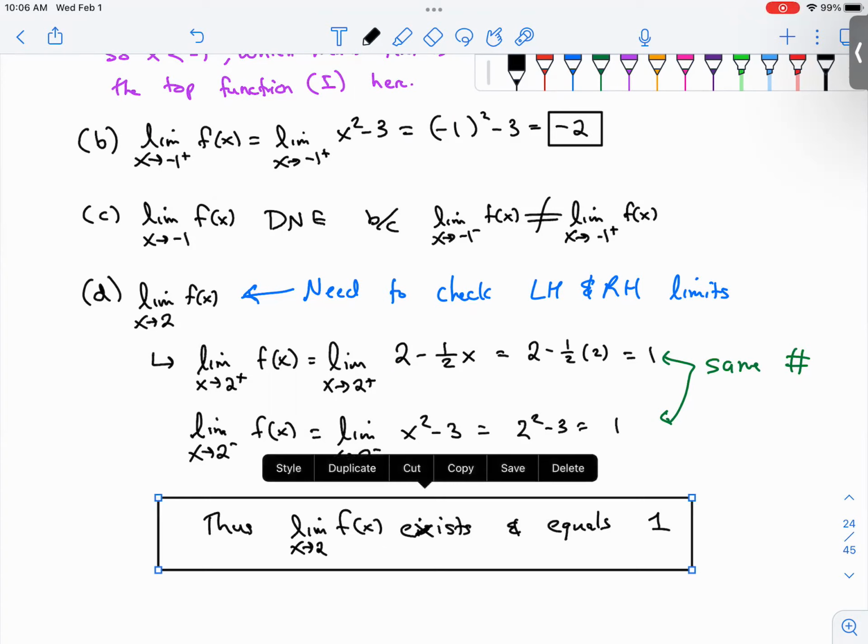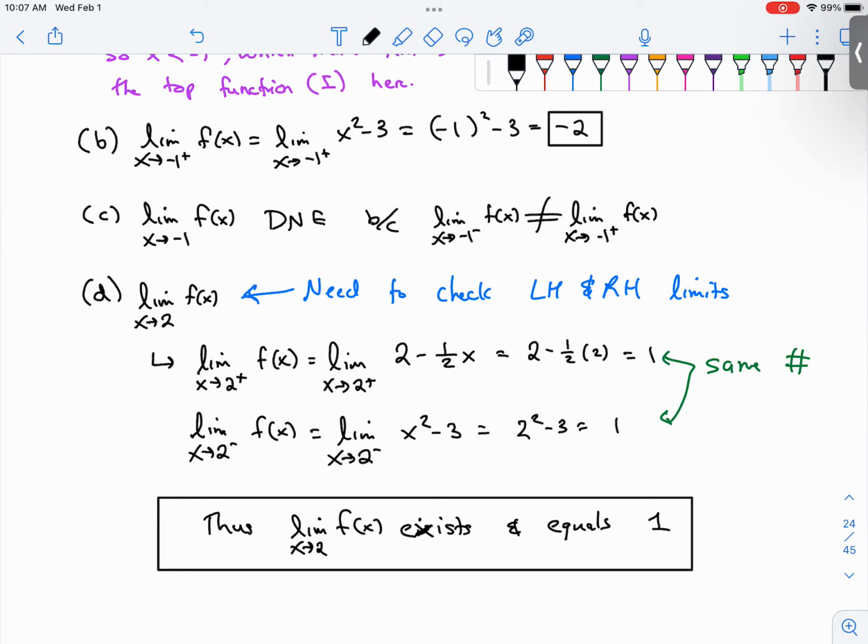I'm just being pedantic there. If you want to just say the limit as x approaches 2 equals 1, that by definition means that the limit exists, right? If you say the limit equals 1, you're saying that it exists. But I want to be very particular and mention the reason it exists is because the left and the right-hand limits both existed and both equaled the same number.